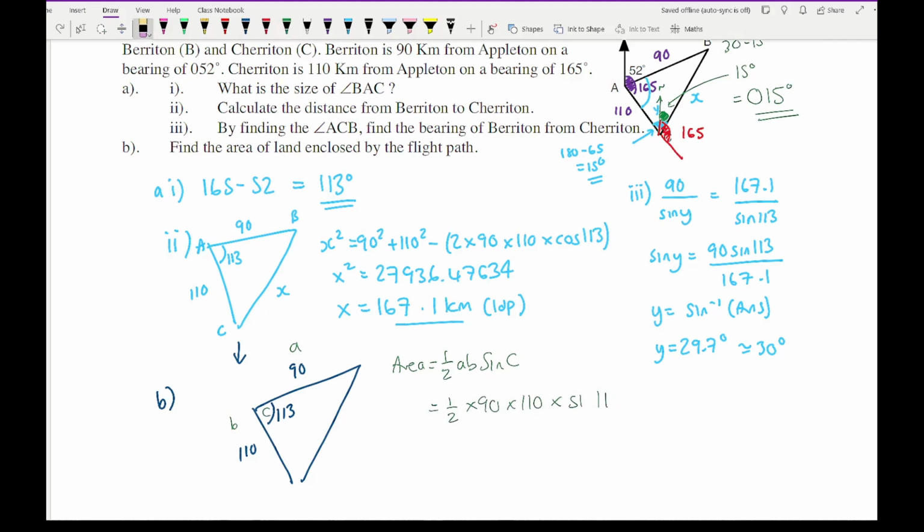And so typing that all into my calculator, I get 0.5 times 90 times 110 times sine 113, and I get an area of 4556.5, and because the lengths are given in kilometers, that's going to be kilometers squared, and that's to 1 decimal place.